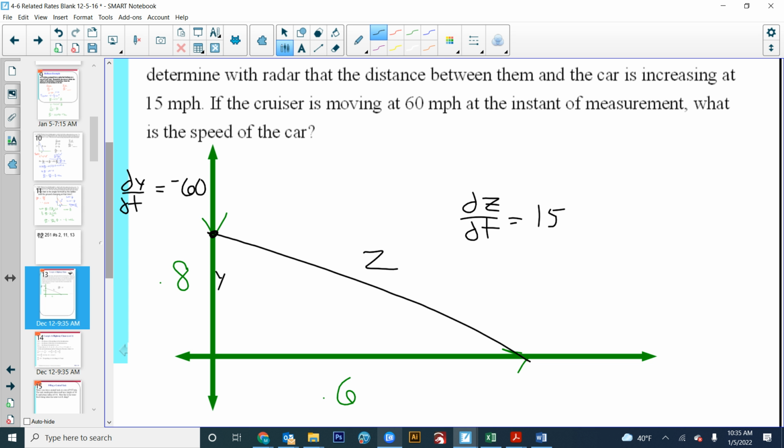0.6, 0.8. Remember the 6, 8, 10 triangle we talked about yesterday? So 0.6, 0.8, 1 mile. You could do the Pythagorean theorem to solve it, but that's the gist of that problem. Another one just like the ladder problem, all right? Just a different application.